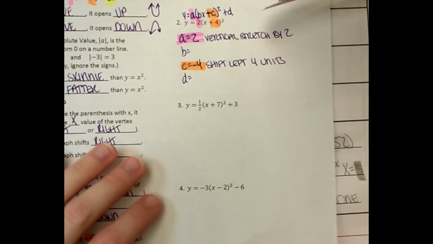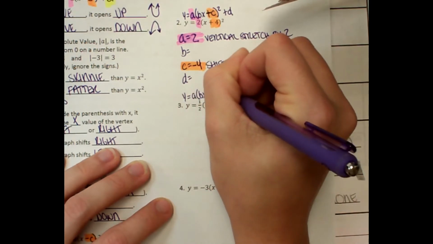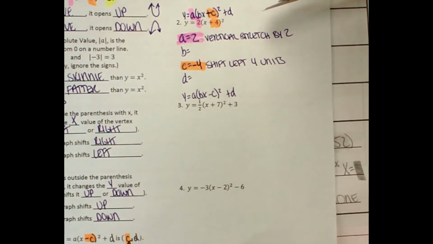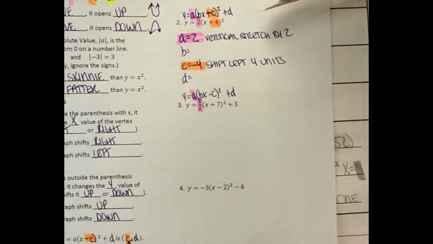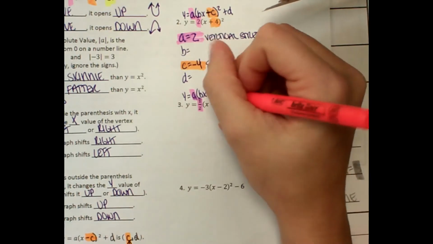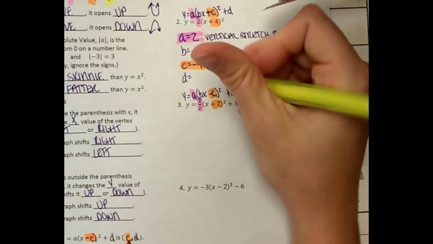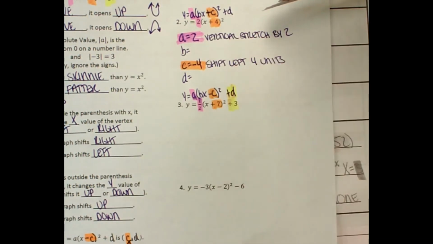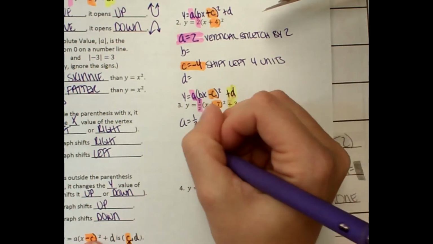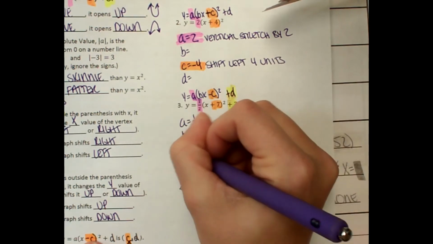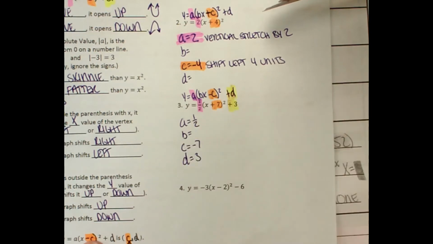Looking at number 3, if we write above it, y is equal to a bx minus c squared plus d. A is what's outside your parentheses. B is in front of the x, inside the parentheses. C is right there. And then we have the D value. So it looks like this time we have 3 of them. We have that A is equal to 1/2. B, there is no B. So C, it's the opposite, is -7. D is equal to 3.